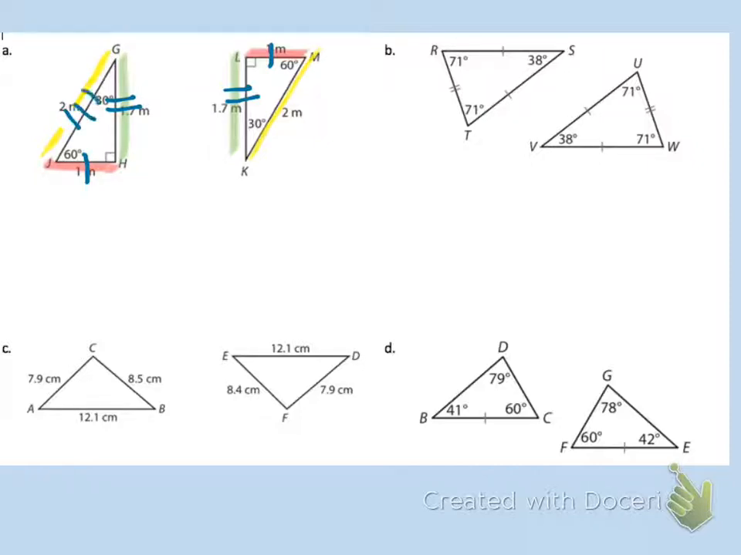3 tick marks on this one to match up with 3 on this one. So you can do this with colors, or you can do this with markings that are matching. Okay, so we know that the sides are all congruent. Now what about the angles?